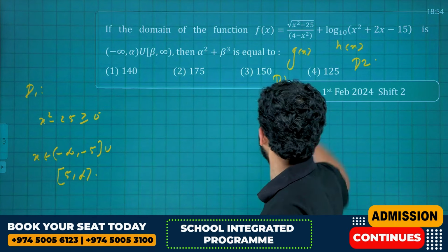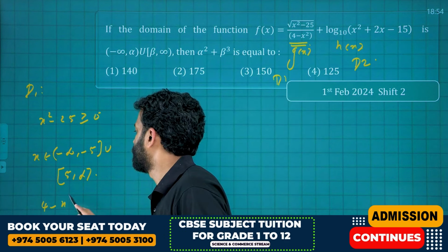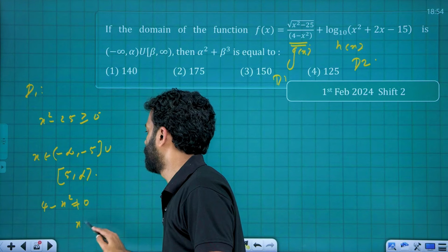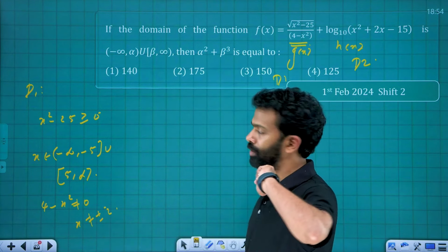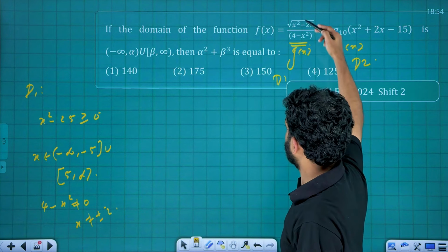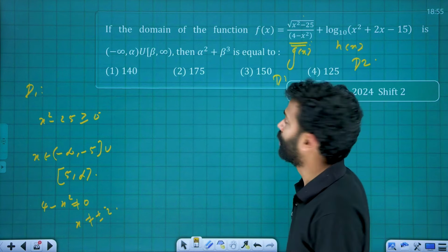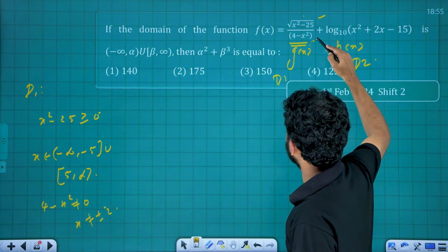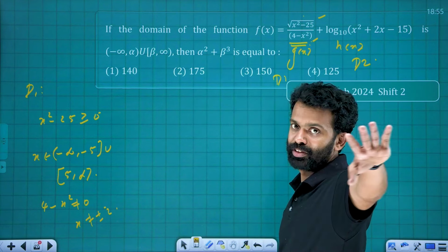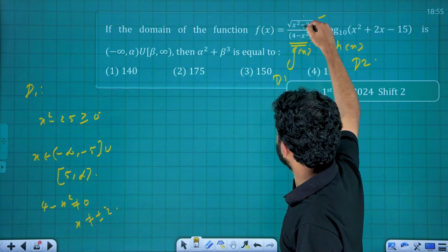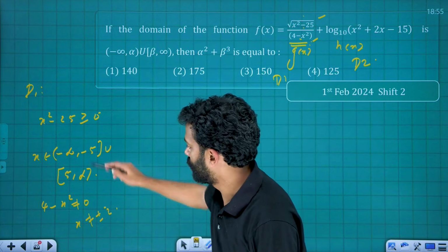There is one thing also which we need to consider. 4 minus x square should not equal 0, that is x not equal to plus or minus 2. I forgot to add one thing: g of x can be further classified as this and this. So if you want to get the domain d1, you need to find the domain of this one and this one separately and take the intersection of that. Sorry, I forgot to mention that. So what is the intersection of these two?